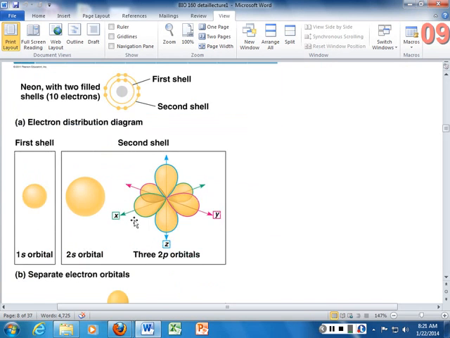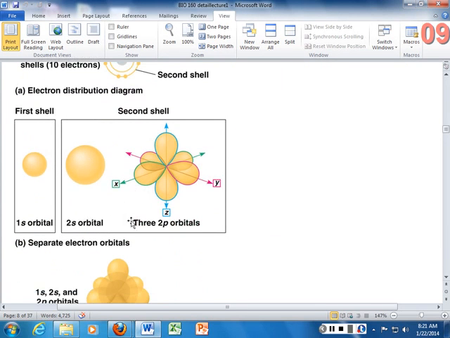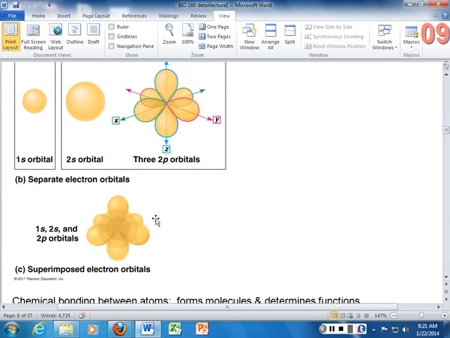So this has a picture here. This is showing your 2-dimensional. This is showing the 3-dimensional with your X, Y, and Z axis. And then when you superimpose the models in there.